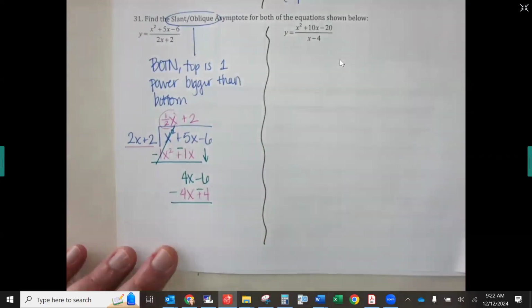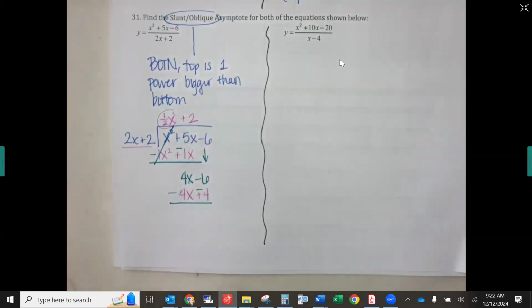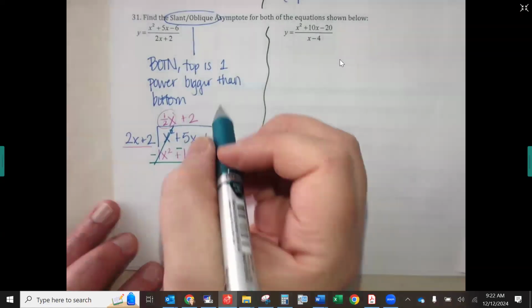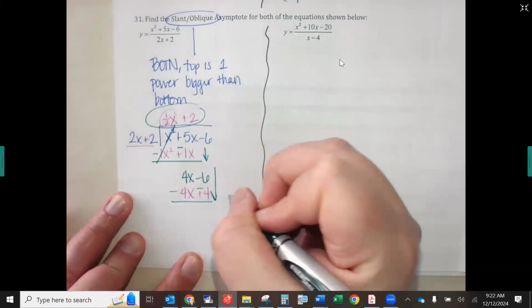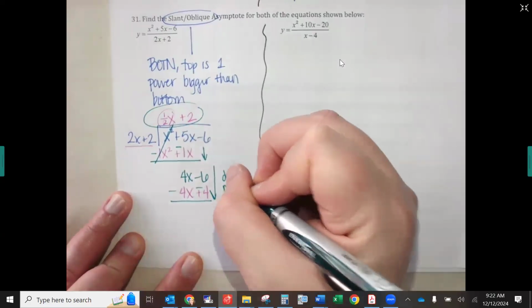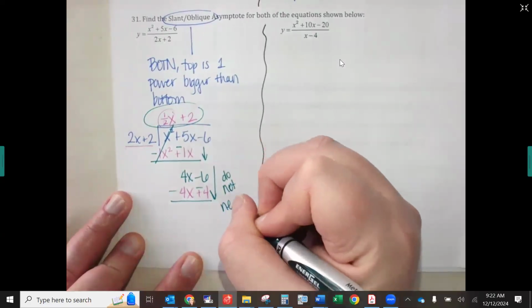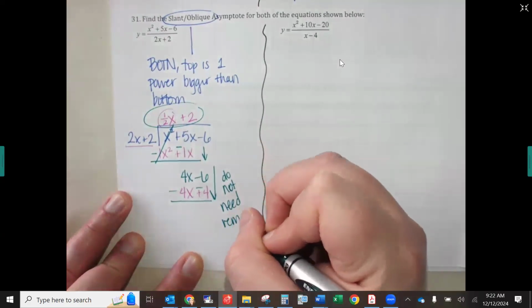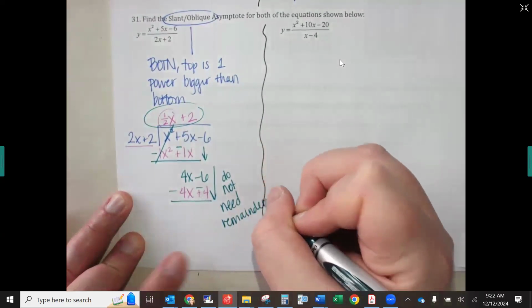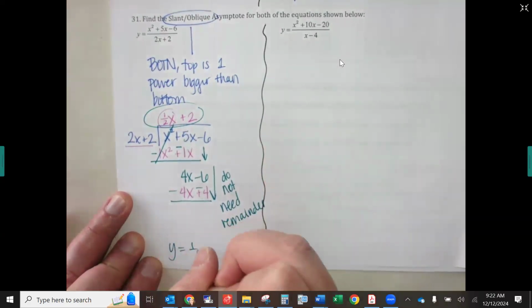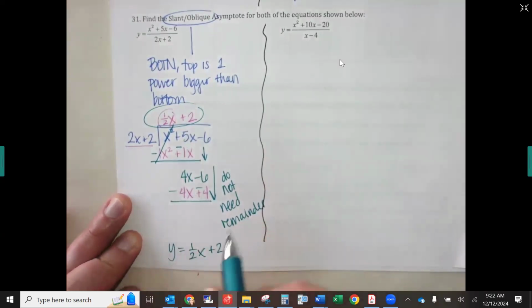Now, quick question. Do I need to keep finishing this out? No, I already have the answer, that top part. Obviously you could keep going, but this is the answer right here. So I'm going to put do not need the remainder. Your answer is y equals 1/2 x plus 2. It's that part on the top.